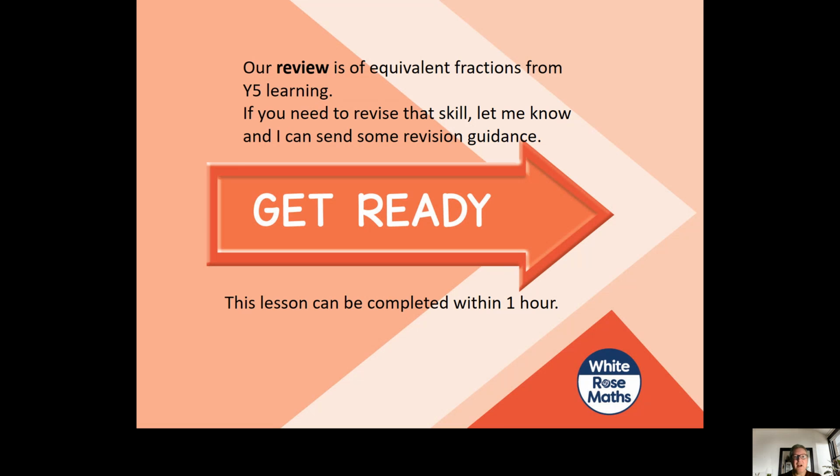Our review questions today are about equivalent fractions, and they're from Year 5 learning. I'm not doing a whole lesson on equivalent fractions, but if you need to revise that skill, let me know and I can send you a revision guide on equivalent fractions. So have a look at your self-assessment now and decide, do you need that, or are you in fact ready to move straight on? In terms of guidance on how long you spend on the lessons, this lesson can be completed within 1 hour. So let's do our review section.